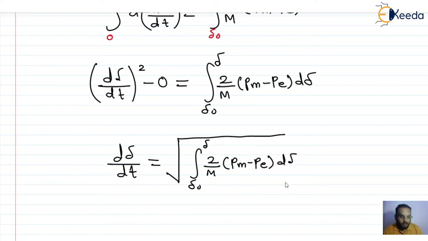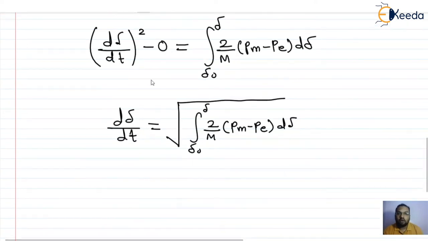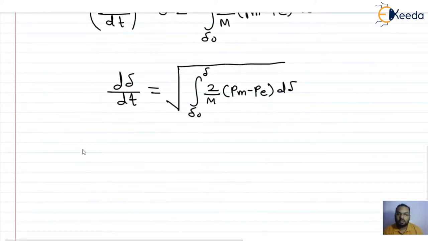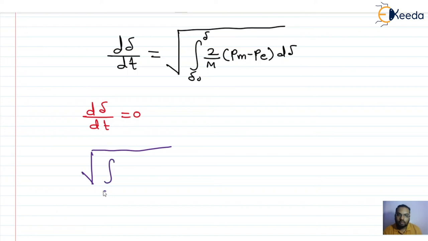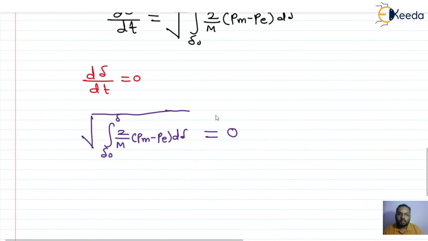Now from the swing curve we obtained the condition for transient stability: dδ/dt should be equal to 0. Let us apply this condition to this equation. Then the square root of the integration from δ0 to δ of 2/m (Pm minus Pe) dδ will be equal to 0. As it is equal to 0, I can cancel out the square root.